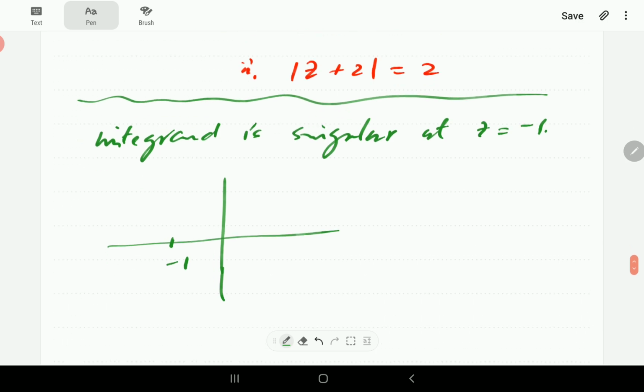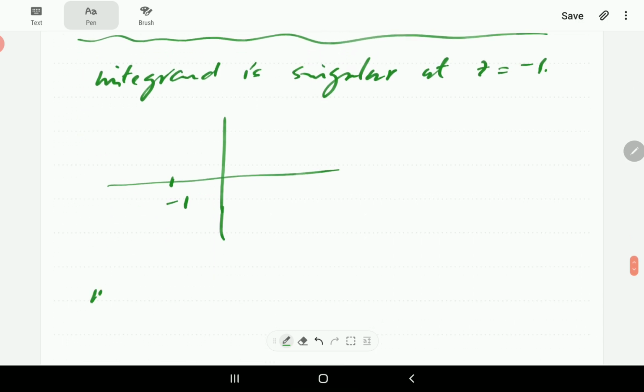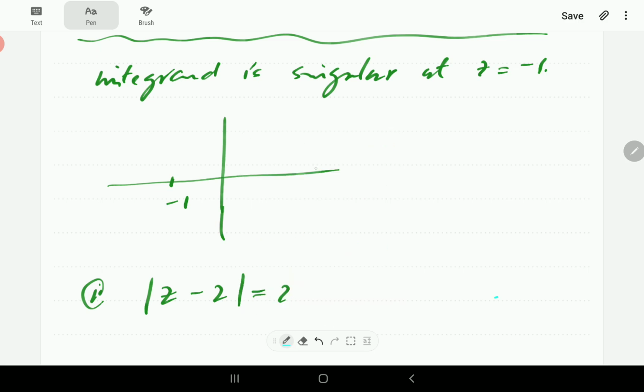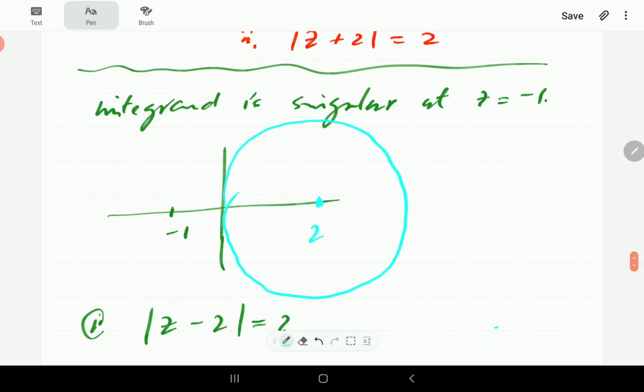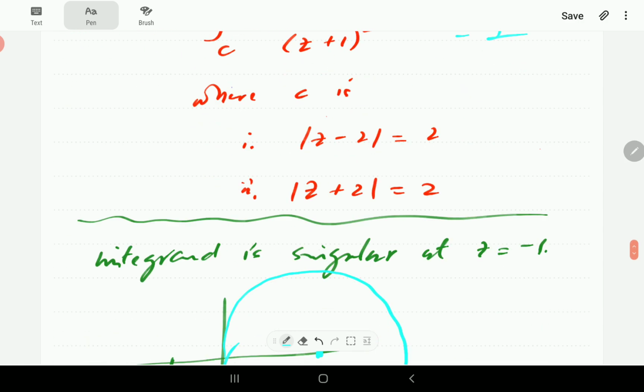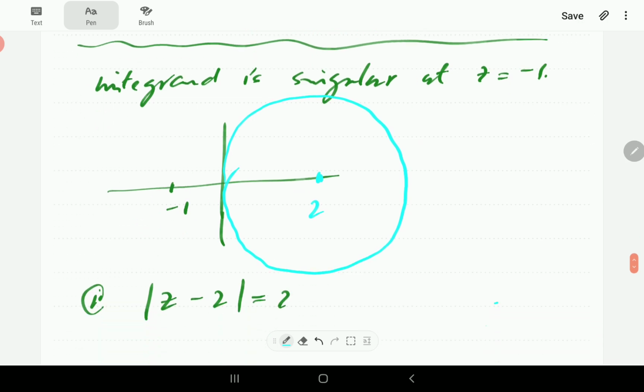Now in part 1, the contour is mod z minus 2 equals 2. So this is going to be a circle centered at 2, somewhere here, with radius 2. So that's going to be the contour C in part 1. Now, as you can see, the singularity is not inside that contour.